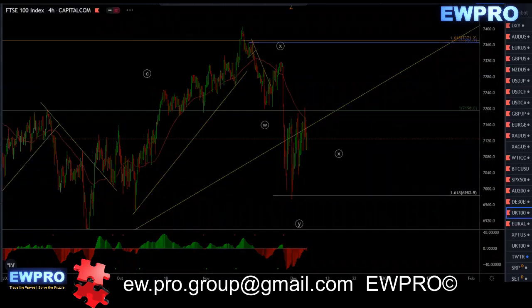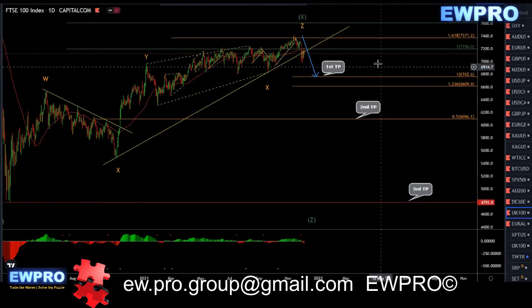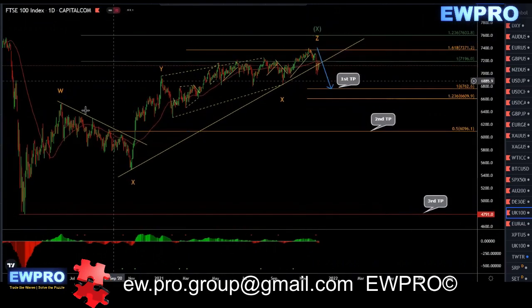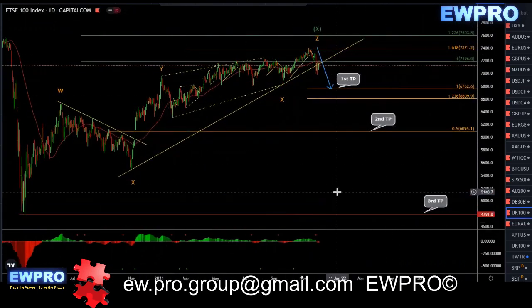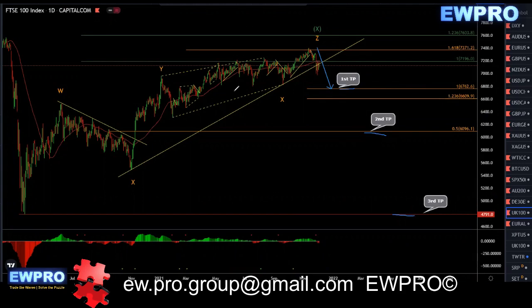The FTSE on the daily. So I've still got that TradingView idea out. It's still very much valid on the daily. We got that first target, second target, and third target. So there is a possibility, like I said, this is a running flat and we get another upside. This is why this is my first target here, like I explained a couple of weeks ago. So I'm still looking for bearish setups.